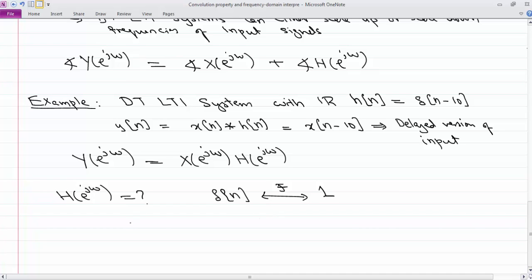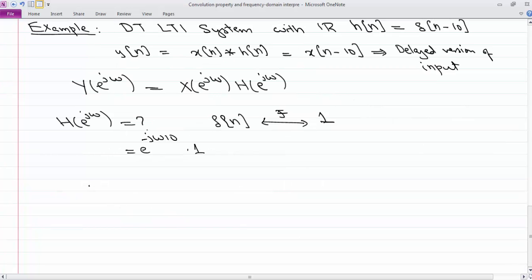It's e to the j omega 10, using the time delay property of the Fourier transform, right? The property we had covered was that if you shift a sequence by a certain amount, it causes a phase shift to the Fourier transform. And since my Fourier transform is 1, I only multiply it by 1, so it's e to the minus j omega 10. So if I write that down, it means that Y of e to the j omega equals X of e to the j omega times e to the minus j omega 10.